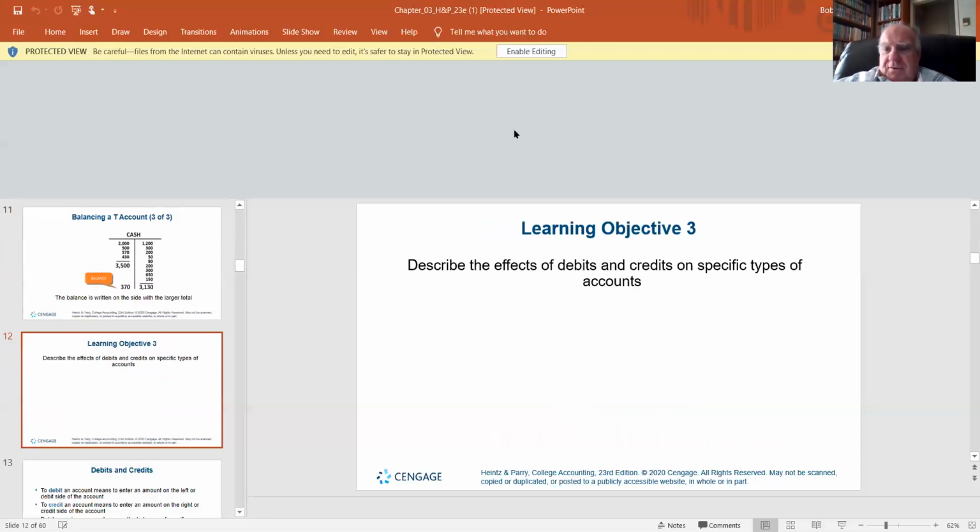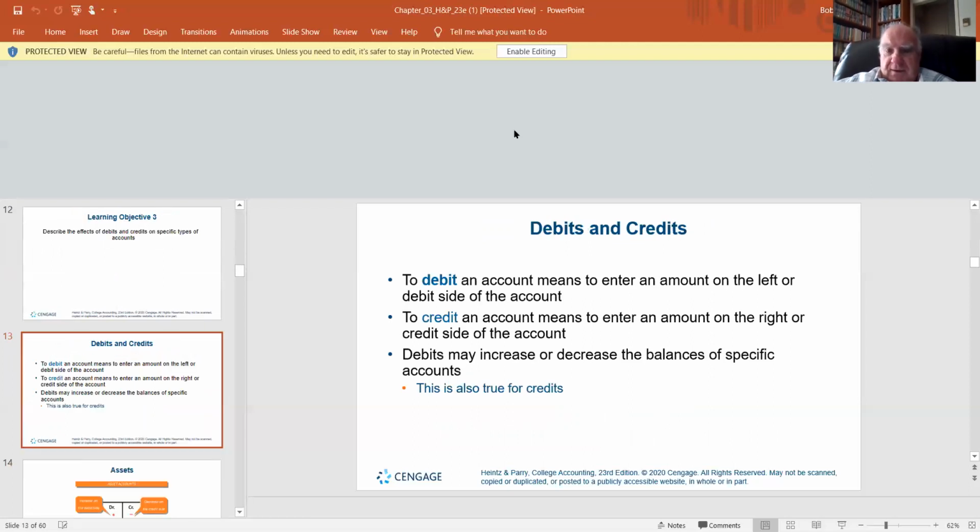Describe the effects on specific types of accounts. Well, here we go. To debit an account means to enter an amount on the left side. Remember, debit means left, credit means right. There is no other meaning to those two words accounting-wise. To credit an account means you entered it on the right side. A debit may increase or decrease depending on the account. A credit may increase or decrease depending on the account.